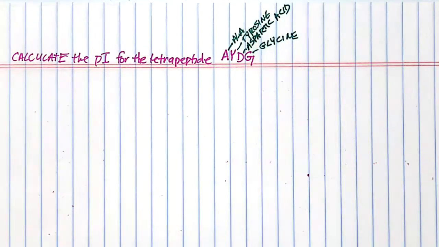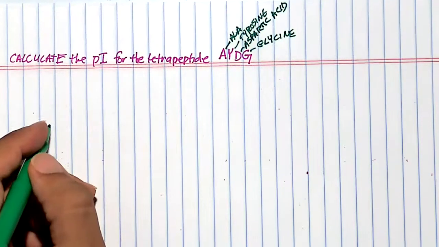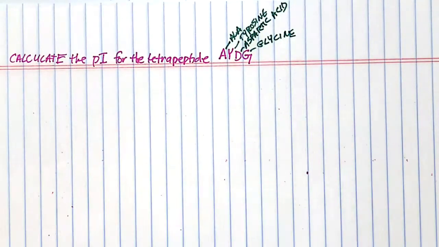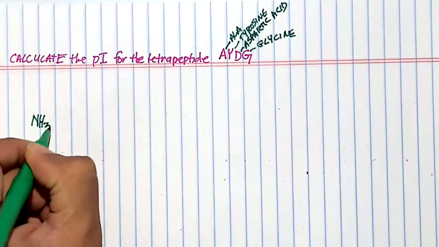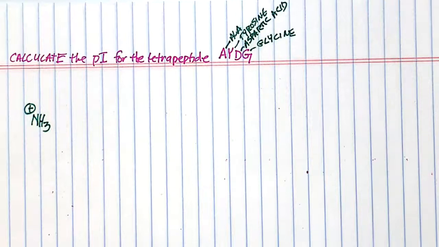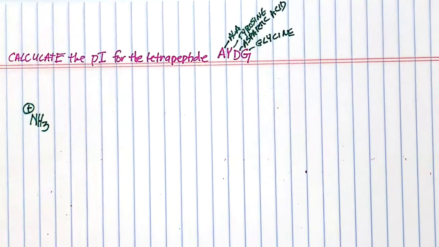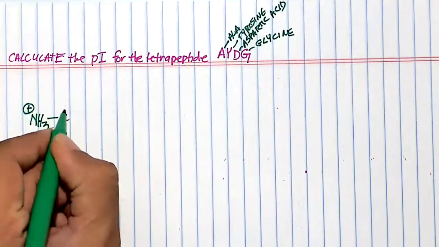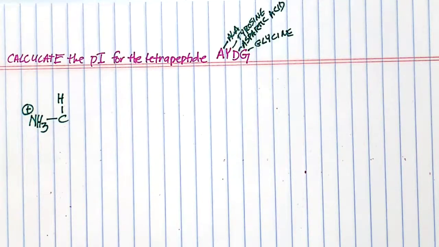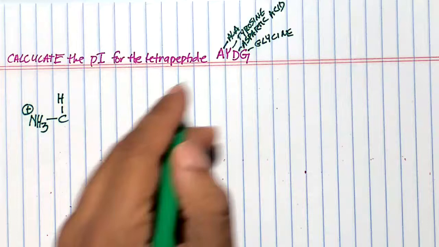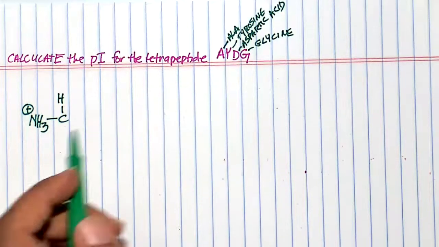Before we go ahead and actually calculate the PI for this tetrapeptide, I want to draw the structure of AYDG, flat, one-dimensional structure. Okay, so this would be important on your exam, where you'll be given a tripeptide, tetrapeptide, or a peptide, and you'll be asked to draw the structure atom by atom. So this is how we'll do it atom by atom.